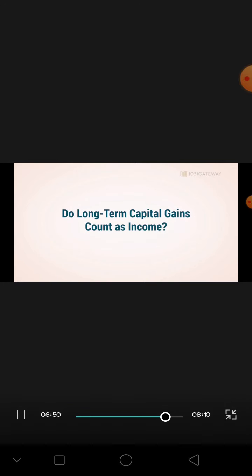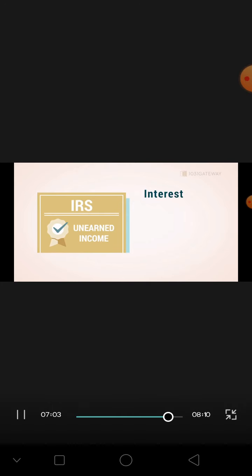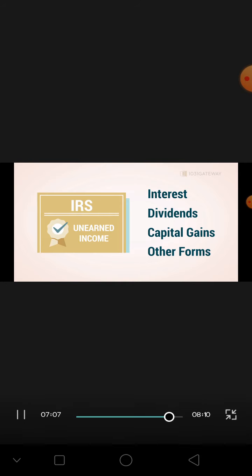Do long-term capital gains count as income? Long-term capital gains are considered unearned income by the IRS. Unearned income is different from earned income, which is money you have earned through your employment. Unearned income is profit derived from interest, dividends, capital gains, and other forms of income not directly related to your paycheck.